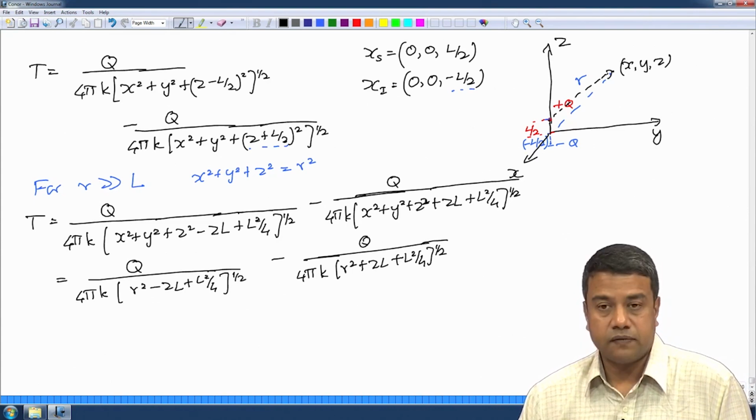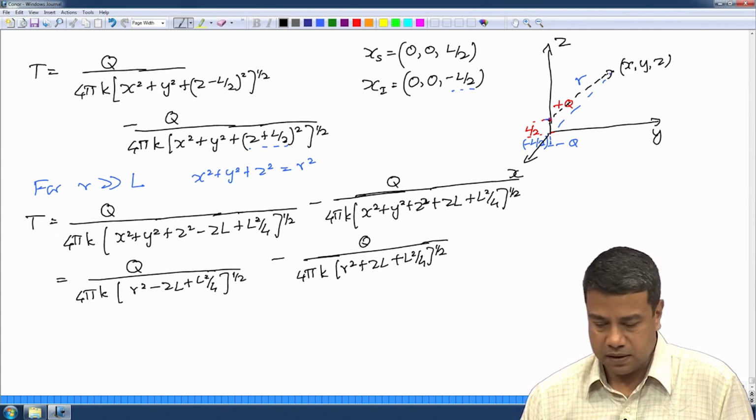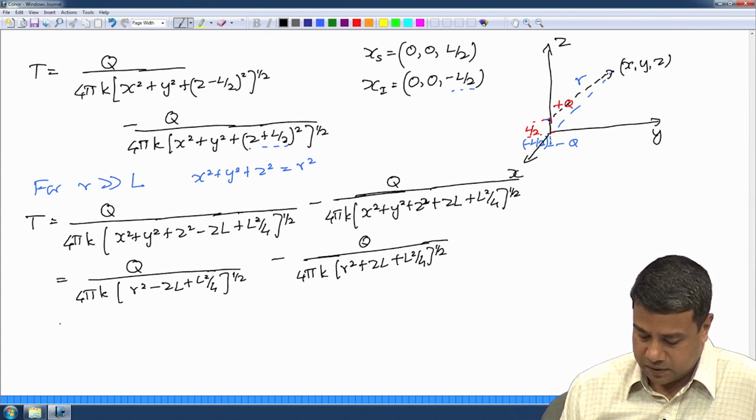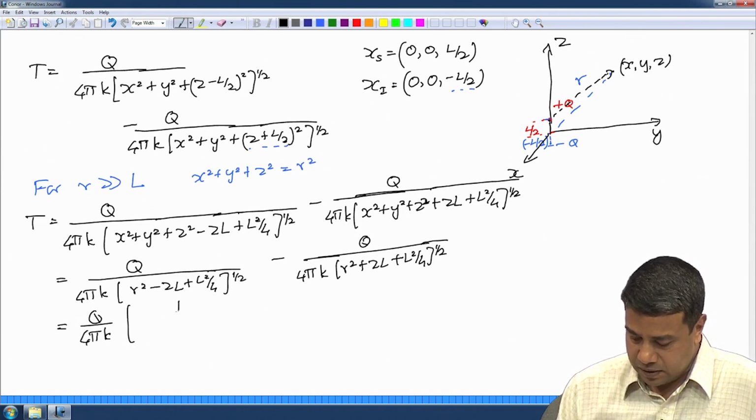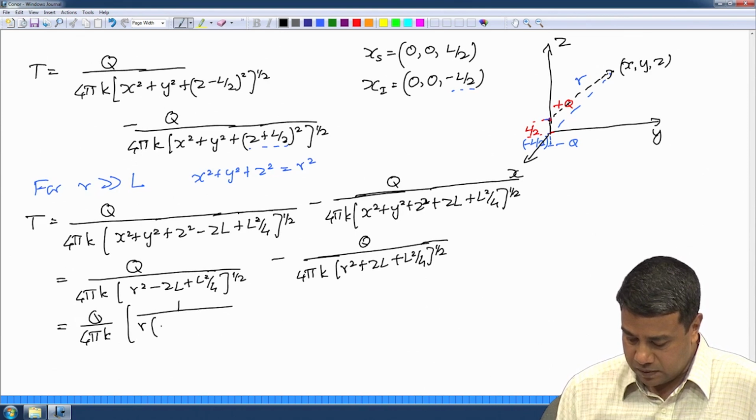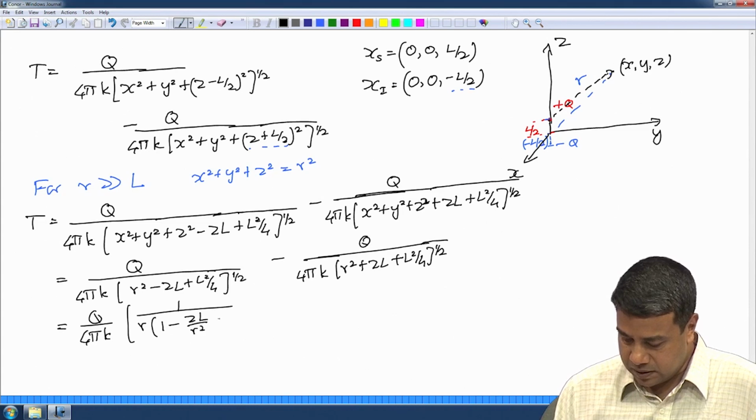Now, I take r out as a common factor in the denominator in both of these expressions. So, I will get q by 4 pi k into 1 over r into 1 minus z L by r square plus L square by 4, whole to the half.